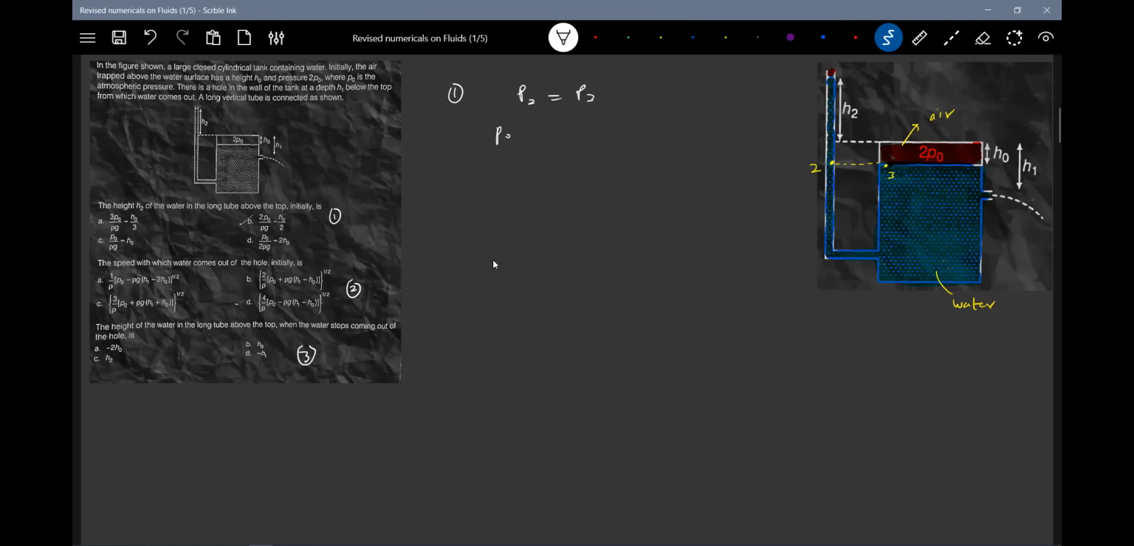Pressure at 2 is P naught. The density, let it be rho. What is given? The air trapped above the water surface has height H naught and pressure 2 P naught, whereas P naught is atmospheric pressure. There is a hole in the wall. Rho be the density of this. Okay, P naught plus rho g H2 plus rho g H naught is equal to pressure at 3, which is how much? 2 P naught.